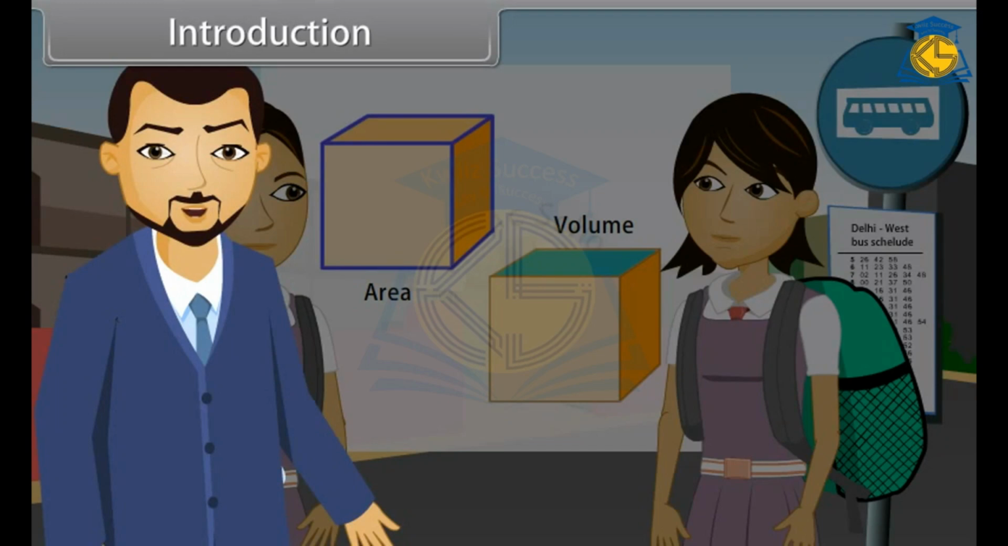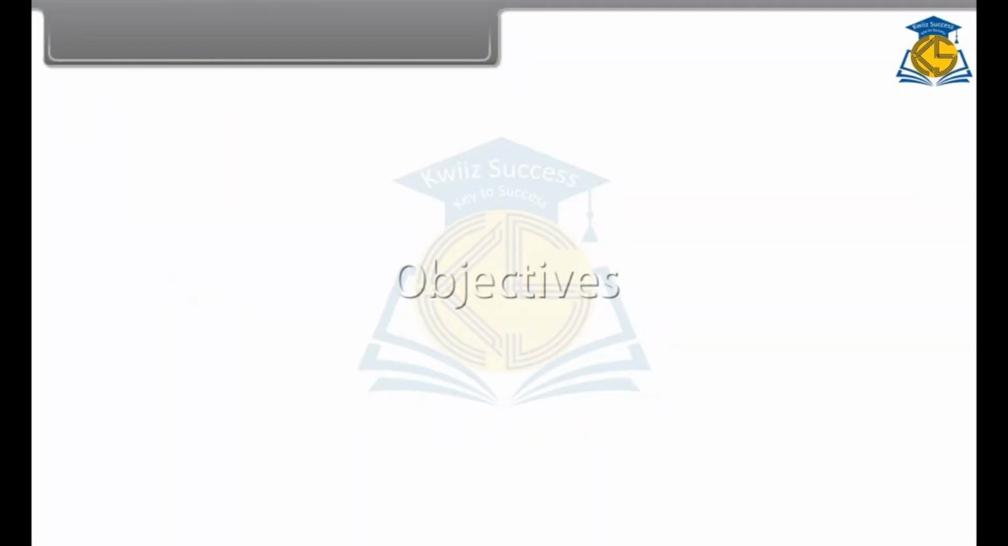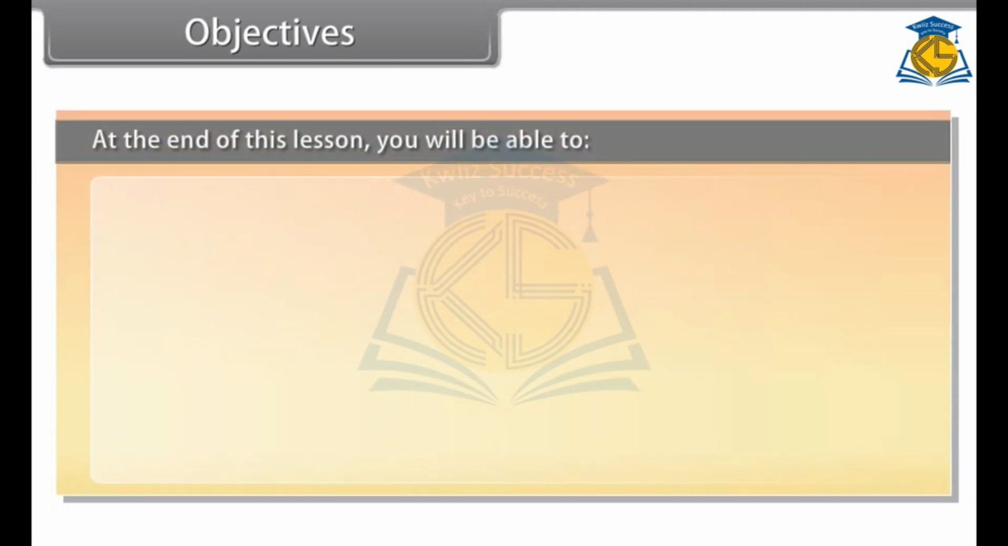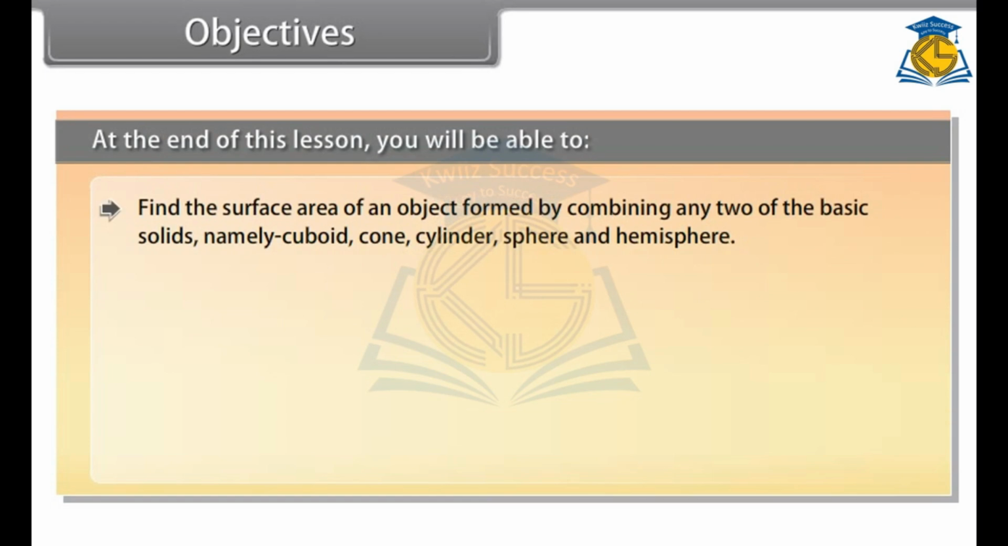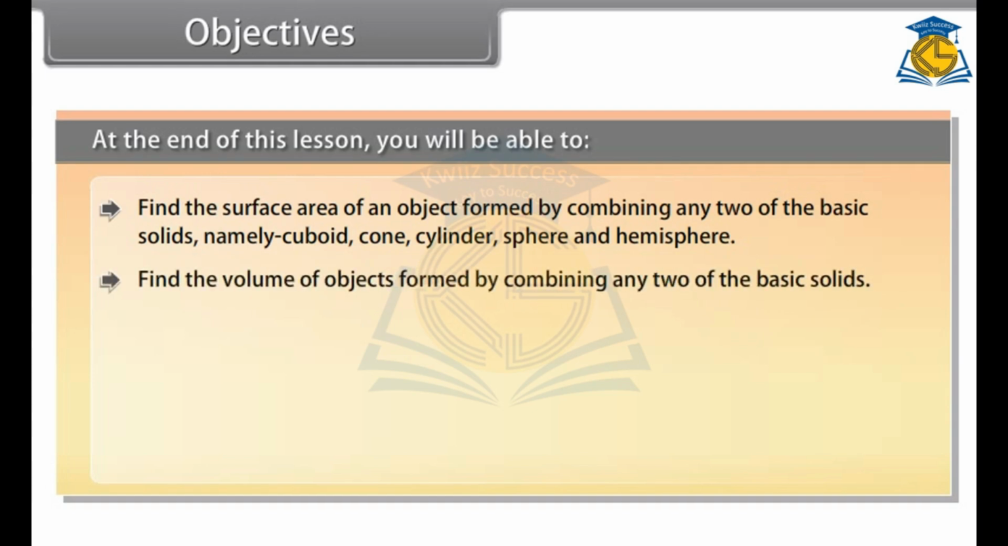In this lesson, you will learn more about both of these concepts as well as how to compute the surface area and volume of combination of solids. Objectives. At the end of this lesson, you'll be able to find the surface area of an object formed by combining any two of the basic solids, namely cuboid, cone, cylinder, sphere, and hemisphere. Find the volume of objects formed by combining any two of the basic solids.